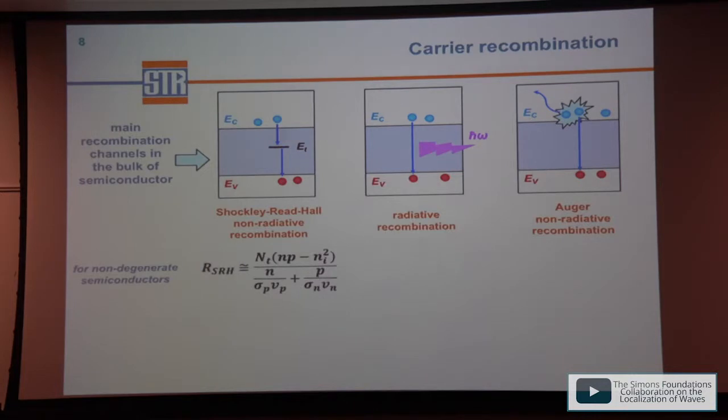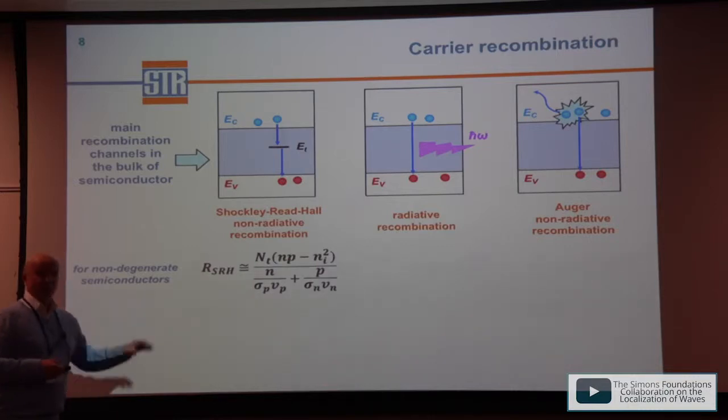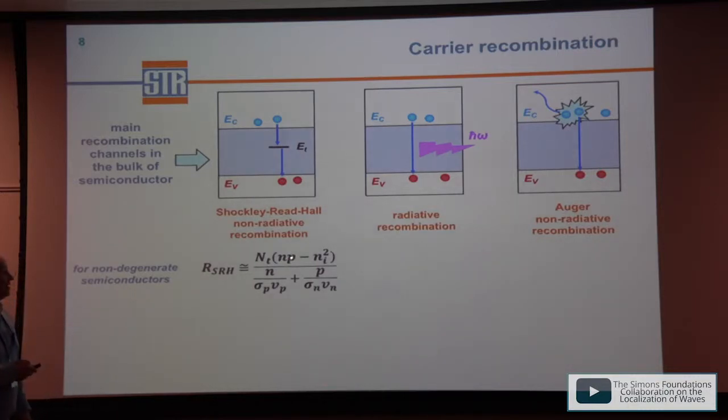How can we describe the rate of the recombination? This is a simplified equation, and this is the Shockley-Read-Hall recombination rate. It is proportional to the concentration of point defects, to the concentration of electrons and holes, and as parameters there are Ni, which is the intrinsic carrier concentration, and it is dependent on temperature, on the energy gap, and on the effective densities of states in the conduction and valence band.